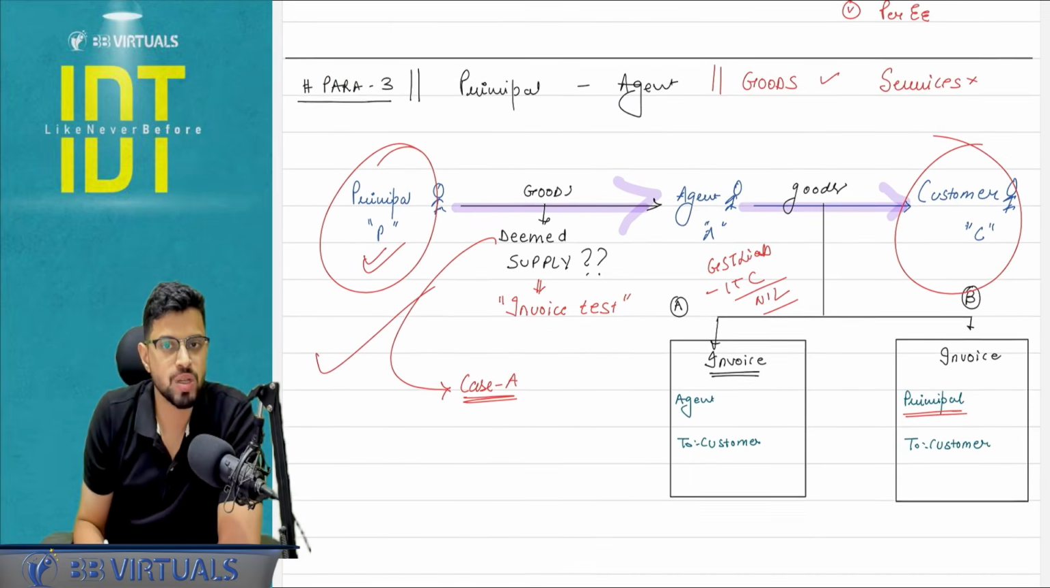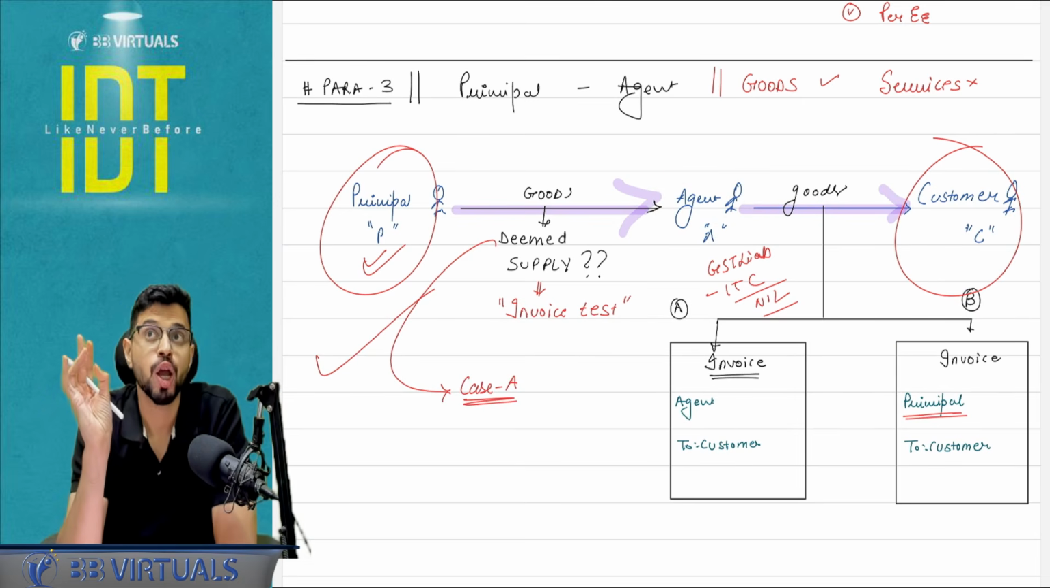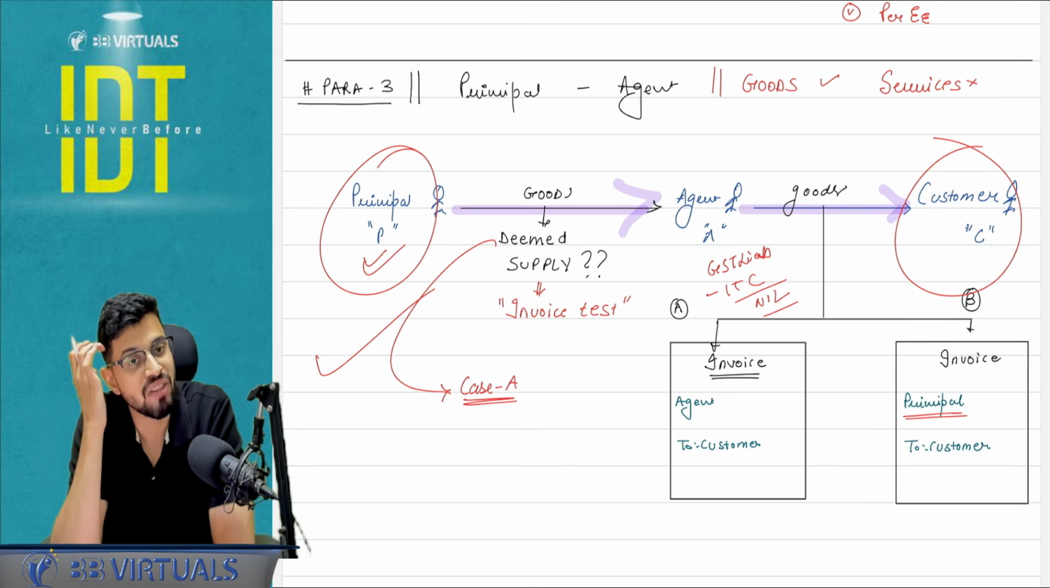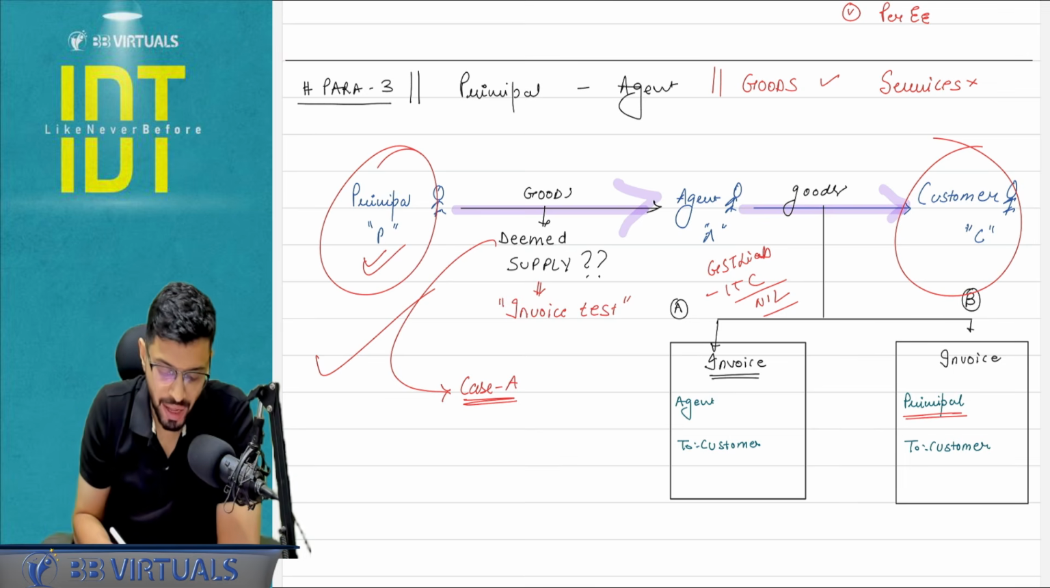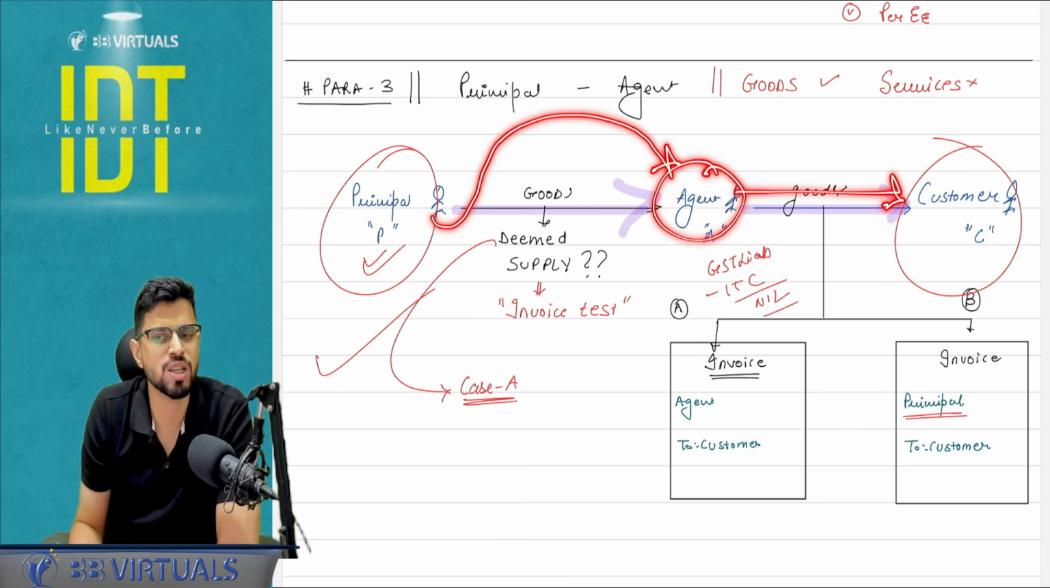Now in the market, in the questions, sometimes students learn by the name of the agent. Sir, a consignment agent is there, a commission agent is there. So sir, in the case of a commission agent, the invoice test will always fail. And in a consignment agent, the consignment is sent to the agent and the invoice test is passed because the consignment agent issues the invoice in his own name.